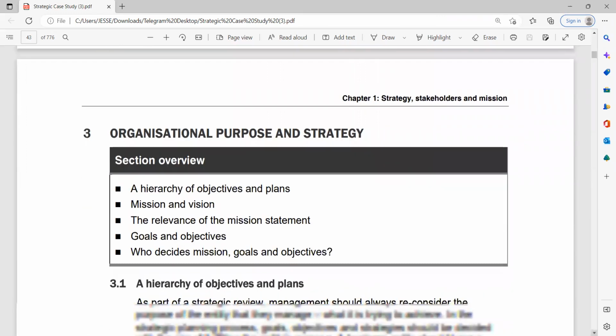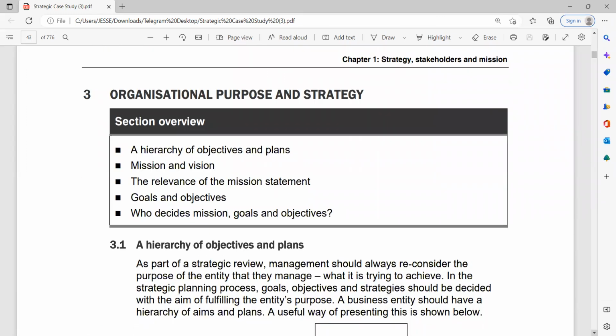So I'll be briefly introducing organizational purpose and strategy. When we talk about organizational purpose and strategy, we'll be talking about a hierarchy of objectives: a mission and vision, goals and objectives, etc. I'm sure as we go through, you are getting an understanding of everything to do with strategy, stakeholders, and mission. But if you are confused at any point, please drop a comment and I'll respond to it.